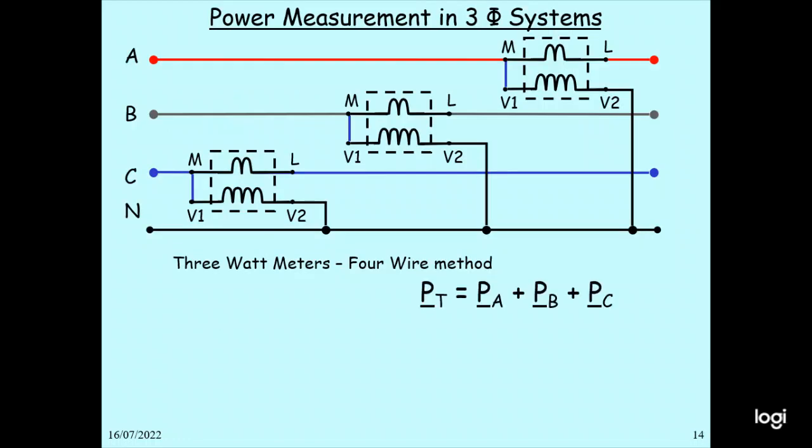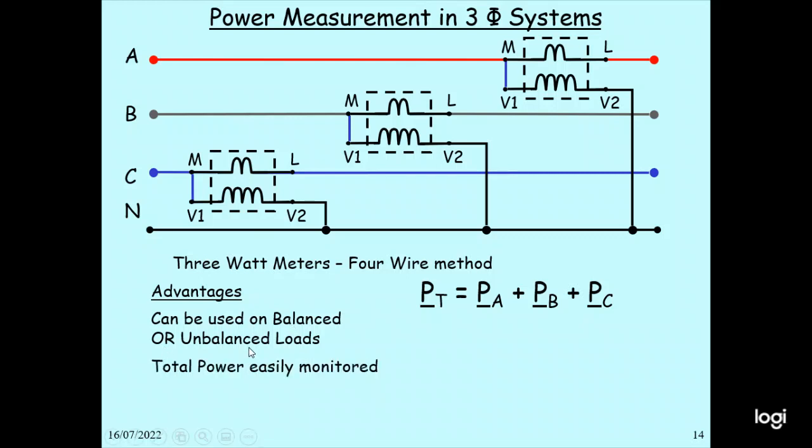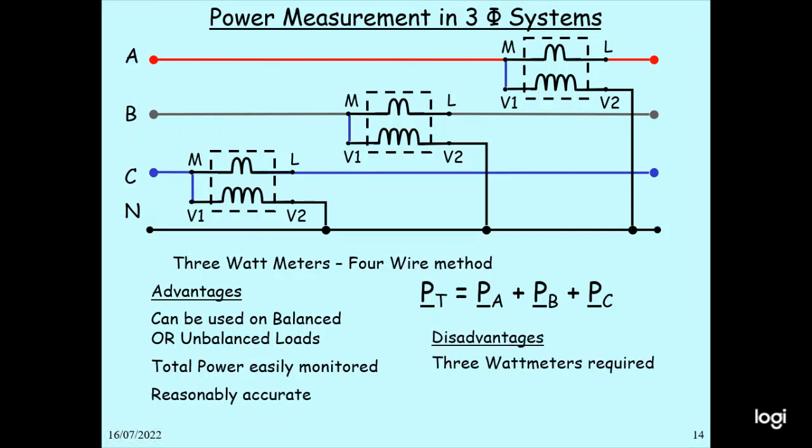So the power factor in the three-phase system. In this case, one meter is connected to N and L1, with V1, V2 here, and W2 and W3. So the P total is equal to PA plus PB plus PC. The advantage is that this is for the 3 wattmeter, 4-wire method. It can be used for balanced or unbalanced load, and total power is easily monitored, reasonably accurate. The disadvantage is that 3 wattmeters are required, and it requires a neutral or earth system.